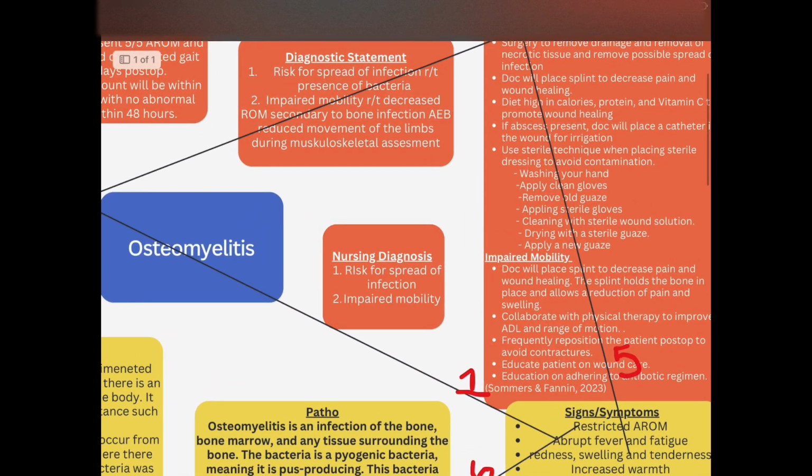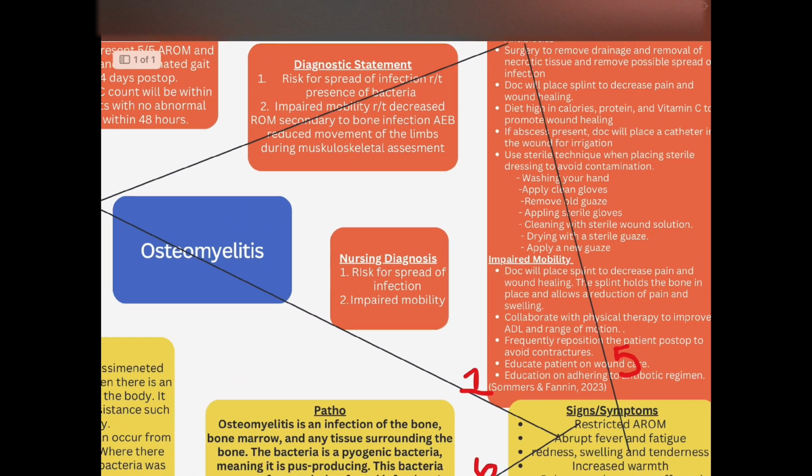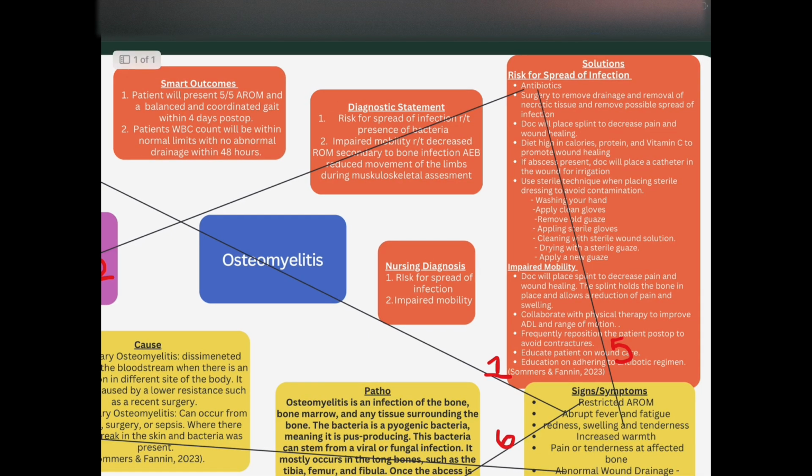Okay, so let's get into our nursing diagnosis. The first one, number 1, is the risk for the spread of infection. We don't want the necrotic tissue to continue to the rest of the body, so we do have that risk of the spread of infection. So our diagnostic statement would be number one, risk for spread of infection related to the presence of bacteria.